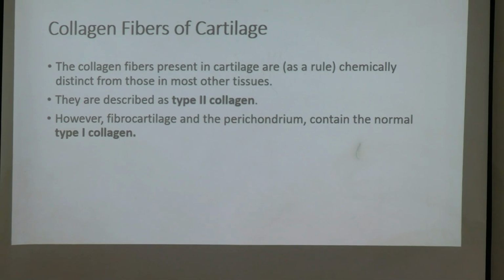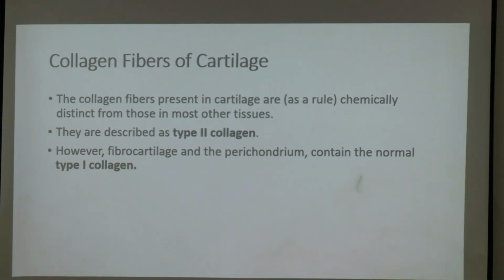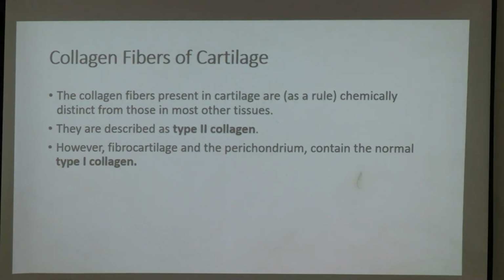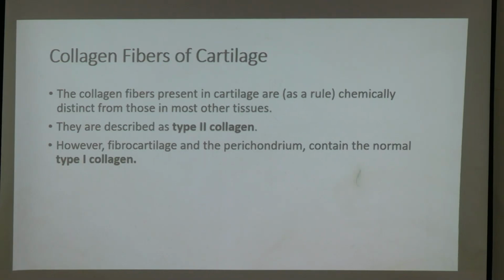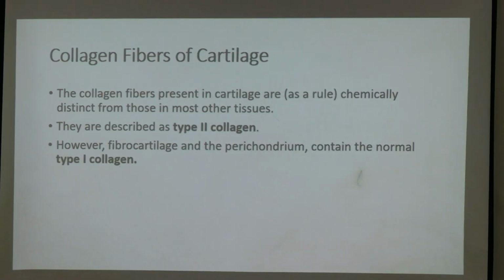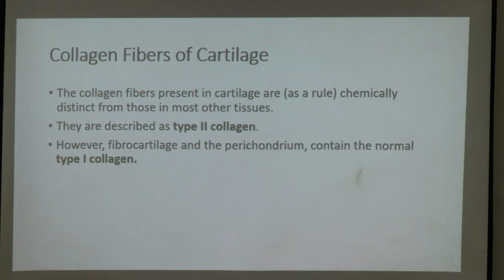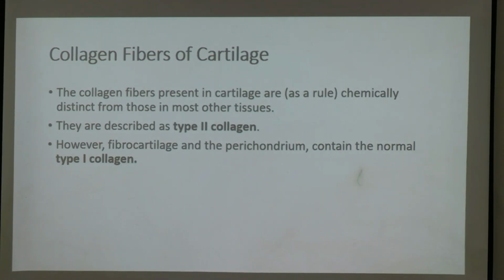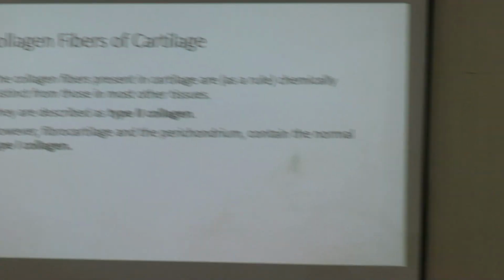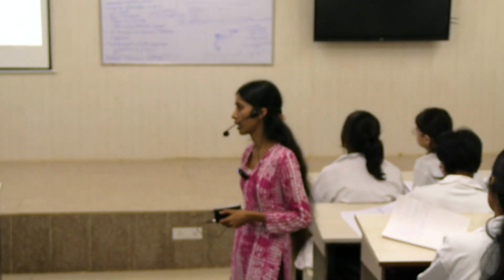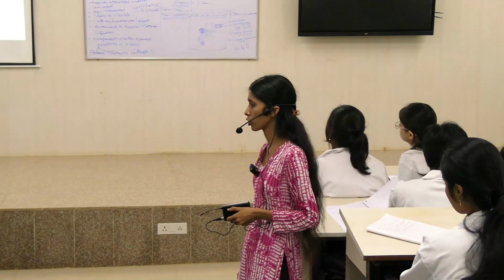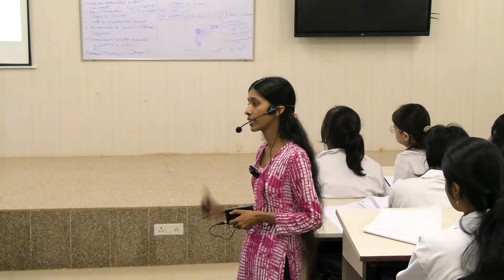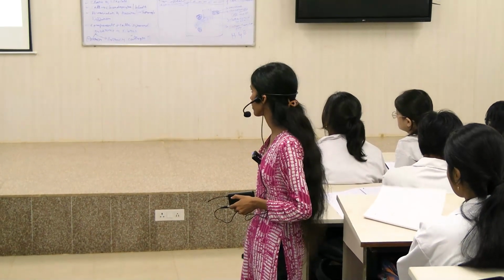Collagen fibers in cartilage. The collagen fibers in cartilage are distinct from those of most other tissues. Fiber production is by the perichondrium. So here the fiber present is mainly type 2 collagen, whereas in elastic cartilage and also in fibrocartilage we can see type 1, okay.